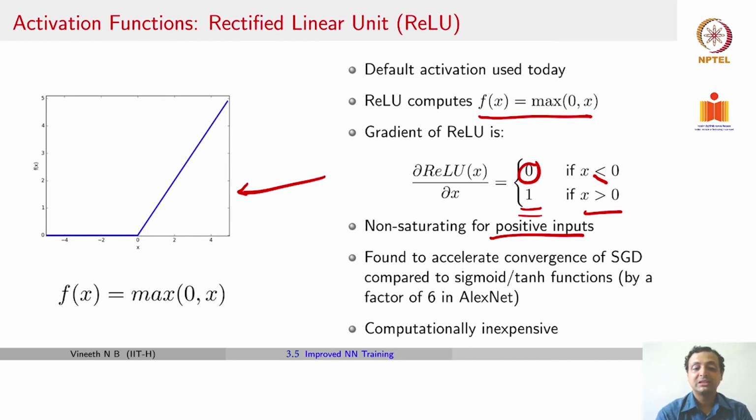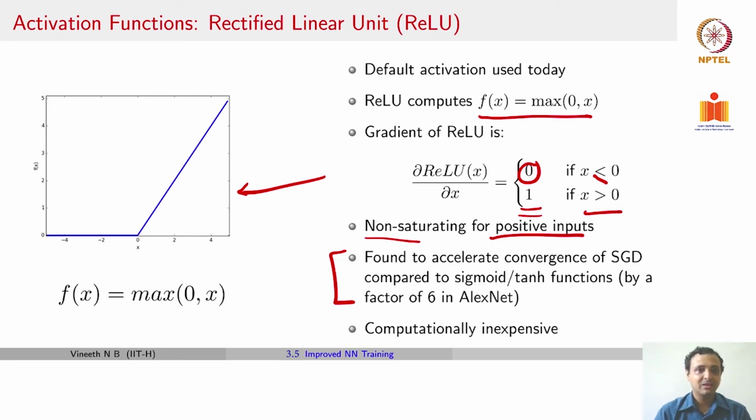For positive inputs, the ReLU activation function is non-saturating, which means if your input keeps increasing, or if you give a higher input to a particular neuron, the ReLU will ensure that input also gets a higher gradient based on how it contributed to the final loss, which is considered desirable. You do want a weight to get its reasonable share of the gradient depending upon how it contributed to the output. In the AlexNet work in 2012, this was found to accelerate convergence of SGD compared to sigmoid or tanh functions by a factor of 6.